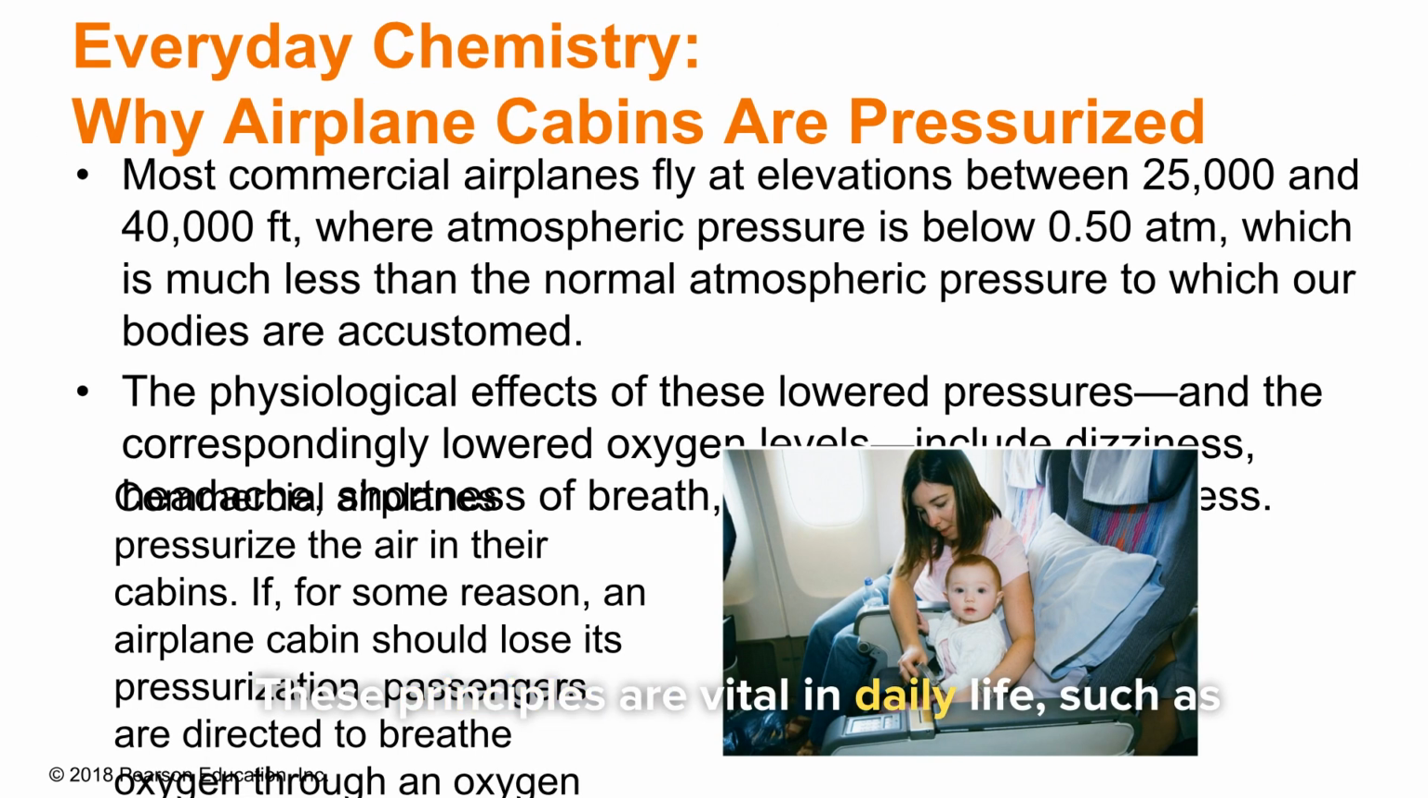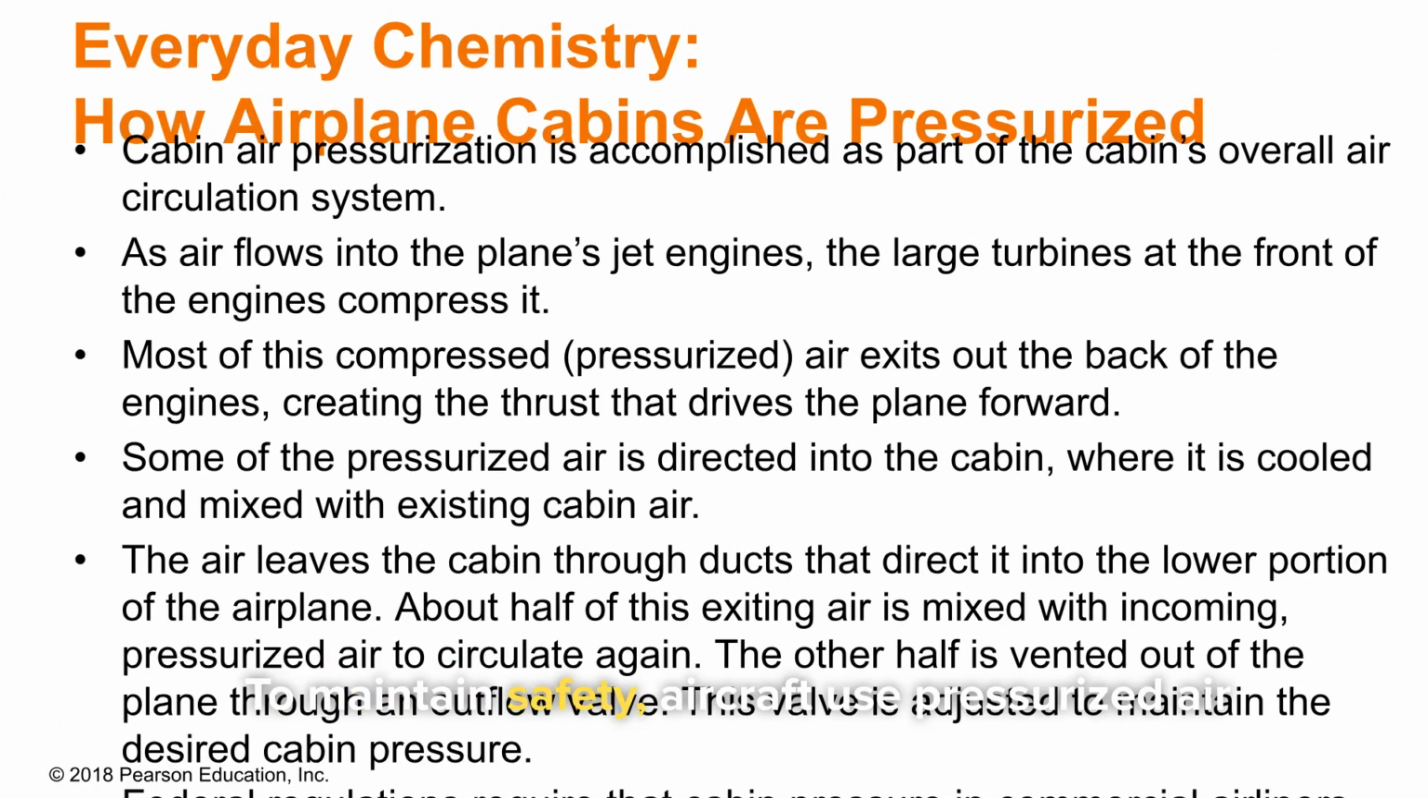These principles are vital in daily life, such as in aviation. High-altitude flight requires pressurized cabins because natural atmospheric pressure is too low for human health, leading to oxygen deprivation. To maintain safety, aircraft use pressurized air from their engines to keep cabin conditions stable, generally keeping the effective pressure above that found at 8,000 feet of altitude.